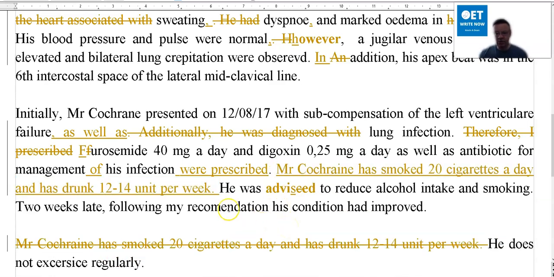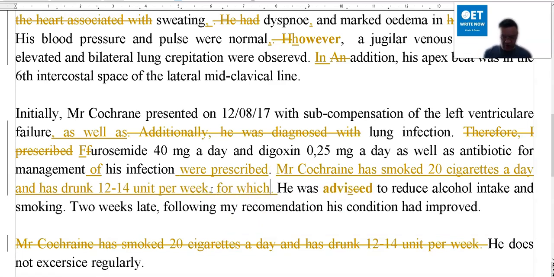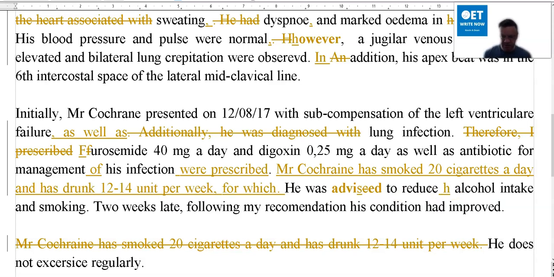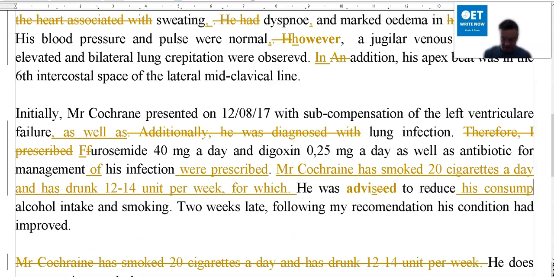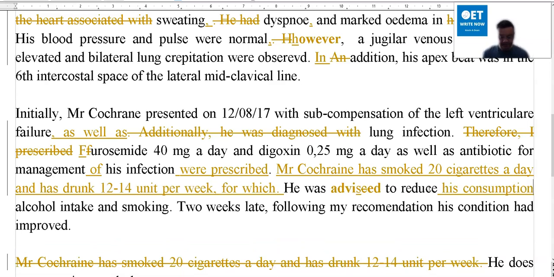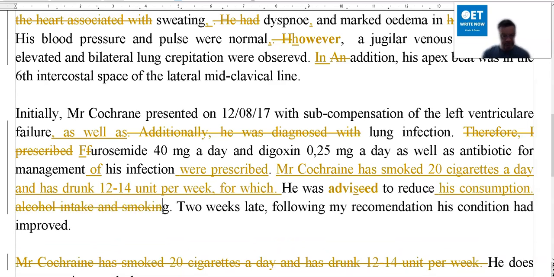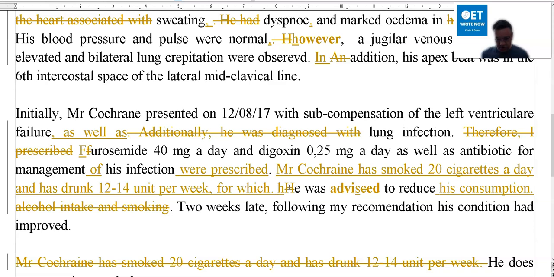Mr. Cochrane has smoked 20 for weeks, for which he was advised to reduce. So it was advised to reduce his consumption, for which he was advised to reduce his consumption. You could just say that. For which, hang on, let me just change that. For which, yeah.